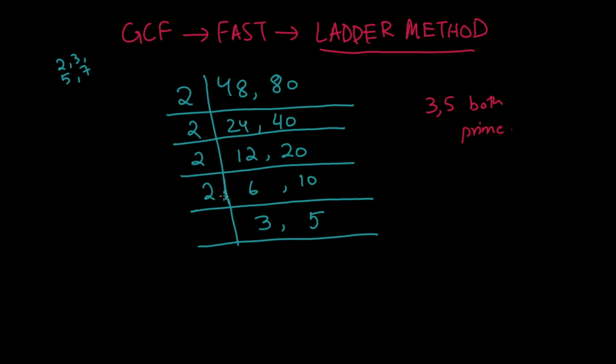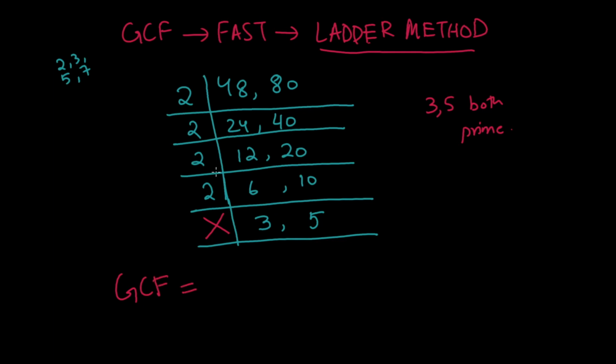So if we end up with 2 prime numbers in one of these rows in the ladder, all we do is we just make an X. This X, all that it means is that we're ending this ladder. So we're ending this process. So now we're going to find the GCF.